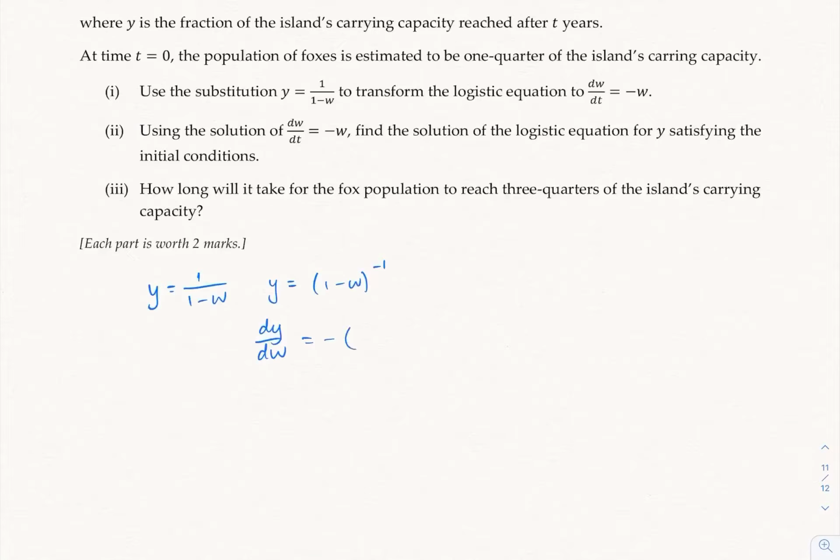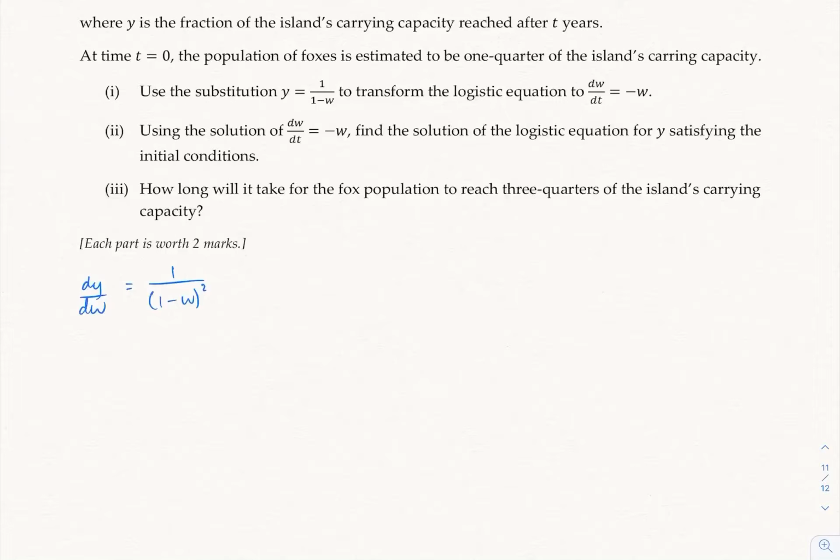So that's negative, and then (1 minus w) to the negative 2, and then we multiply by negative 1 because of the chain rule. So this is 1 over (1 minus w) squared. Okay, so dy/dw is 1 over (1 minus w) squared. All right, so I'm going to take this, and now what do we do?